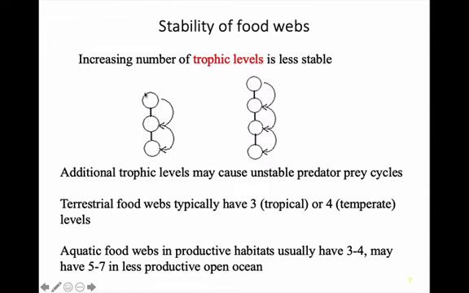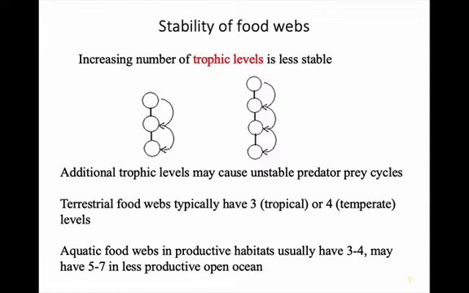Okay, so here we have a 3 trophic level food web, about as simple as you can get. Here we have a 4 trophic level food web. Increasing from 3 to 4 destabilizes this web, and this one is more likely to have some kind of collapse in it. Now, why is that? Well, think about this predator eating this prey, and this predator eating that prey. You've got a series of linked predator-prey cycles here.